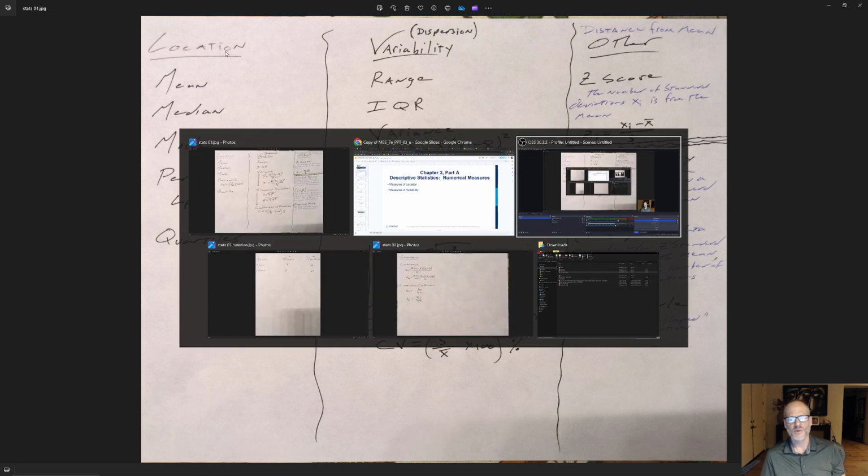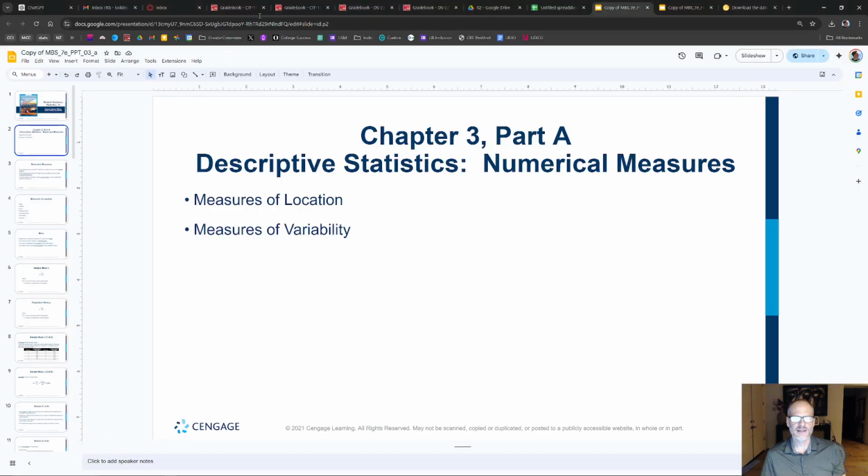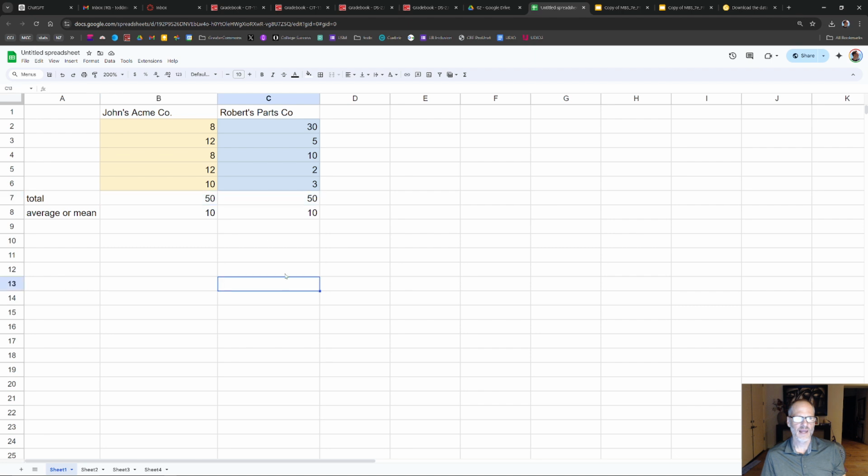We saw this when we were looking at this example right here previously. I changed this to John's Acme Company and Robert's Parts Company. If these were suppliers supplying us with things, these are the number of days it took for them to ship, for them to send something to us.